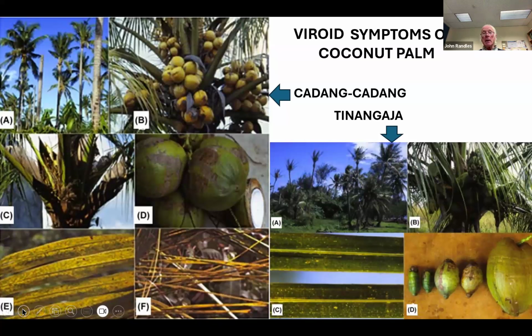Now, how do we compare that with Tinangaha on Guam? Very similar setup in the plantations where the tall palms started to show decline. And there were yellow spots developing on the leaflets as well.